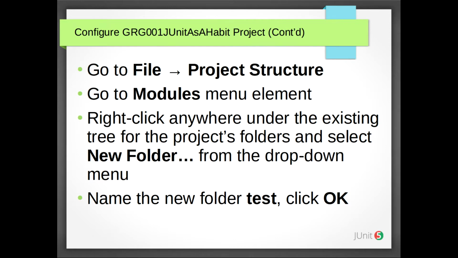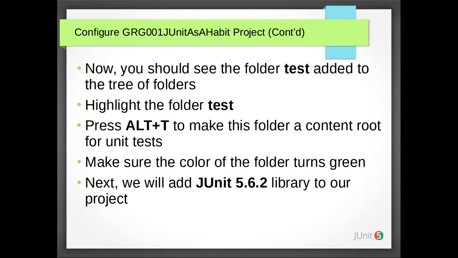Go to File, Project Structure, go to Modules menu element on the left-hand side, right-click anywhere under the existing tree for the project's folders, and select New Folder from the drop-down menu. Name the new folder Test, click OK. Now you should see the folder Test added to the tree of folders for the project. Highlight the folder Test, press Alt+T to make this folder a content root for unit tests. Make sure the color of the folder turns green.